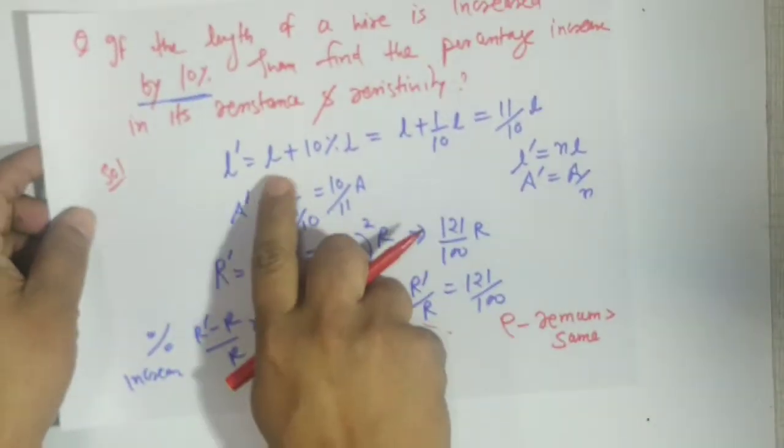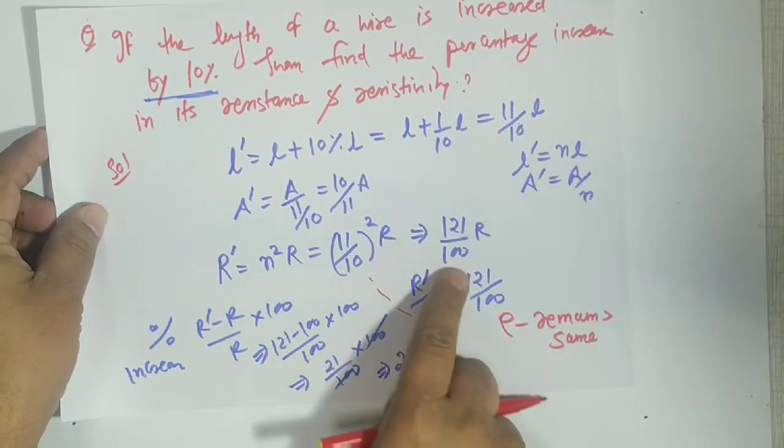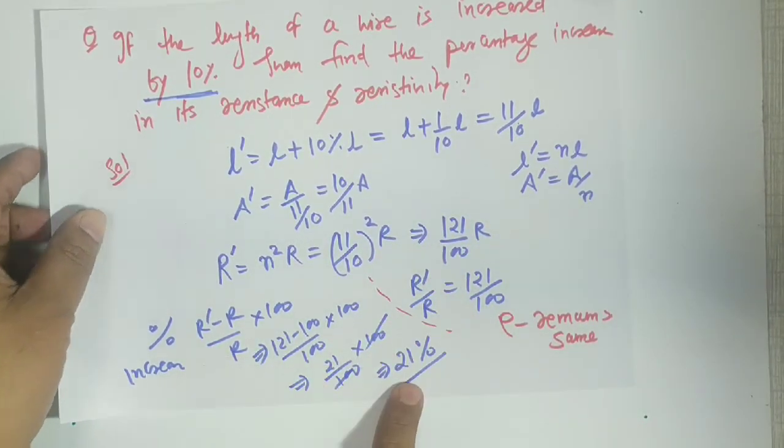Okay, so got it? Since the length is increased by 10%, you know that A dash is A by N. We directly wrote it like this, then the percentage increase.